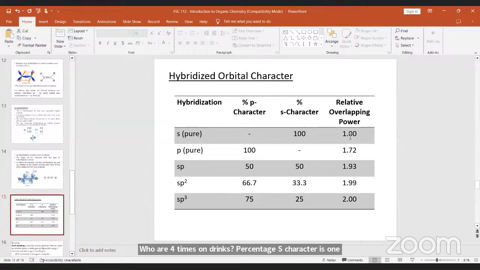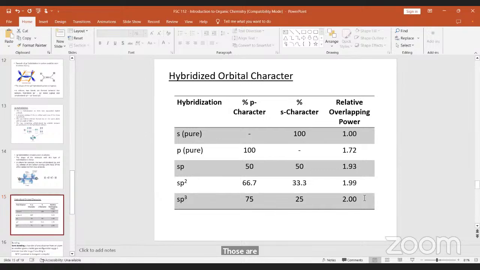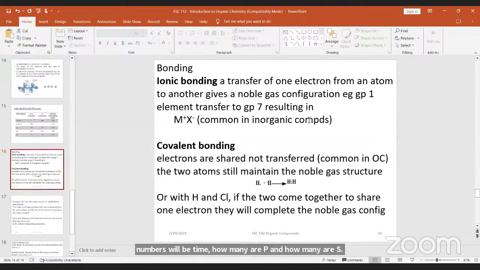Look at the relative overlapping power. Relative overlapping power means how well those orbitals overlap with one another to form a bond. You can see that the overlapping power of sp is the highest, and that's why it forms a stronger bond than sp2 and sp3 overlap. So have these at the back of your mind. It's easy to remember when you know the number of orbitals in total, how many are p and how many are s. So we go a bit further to discuss bonding in organic chemistry.